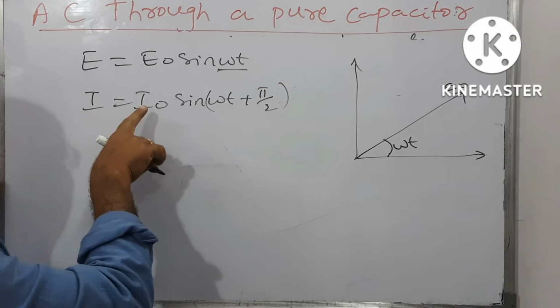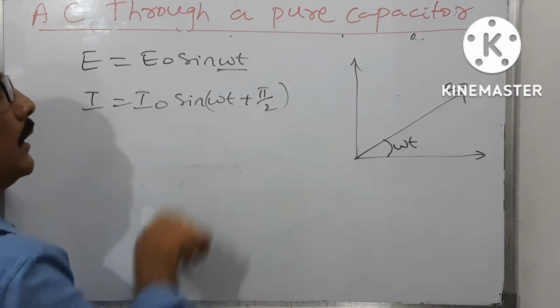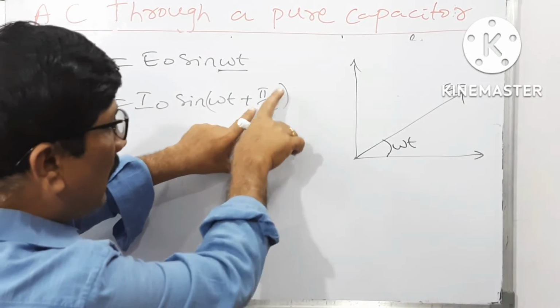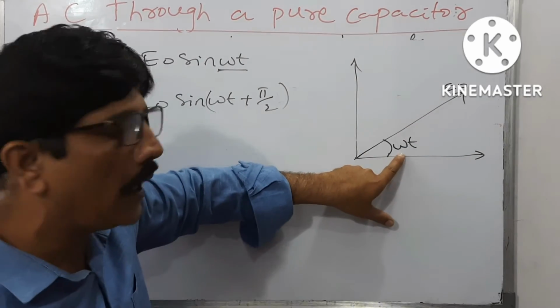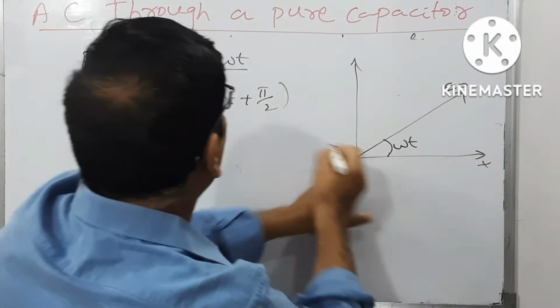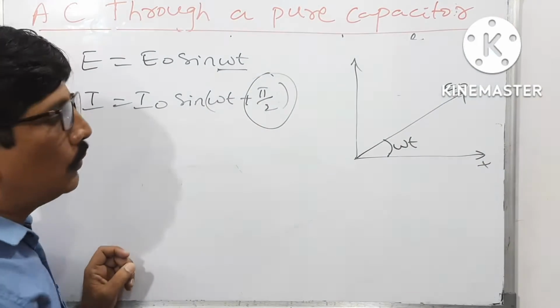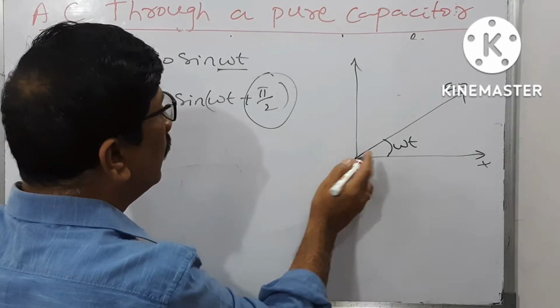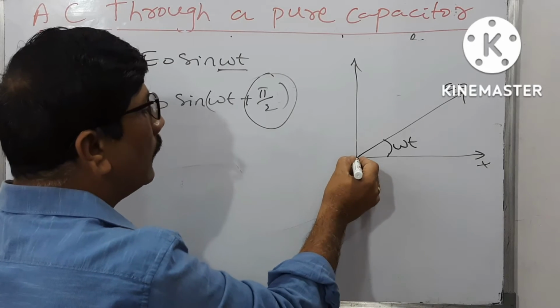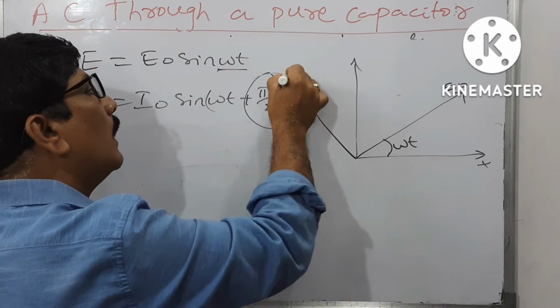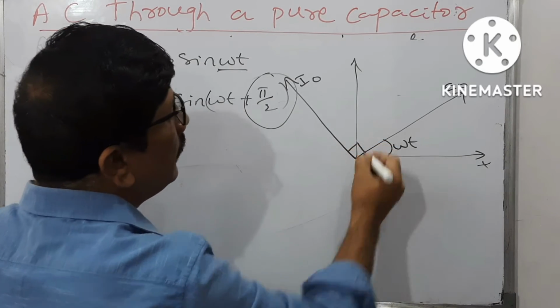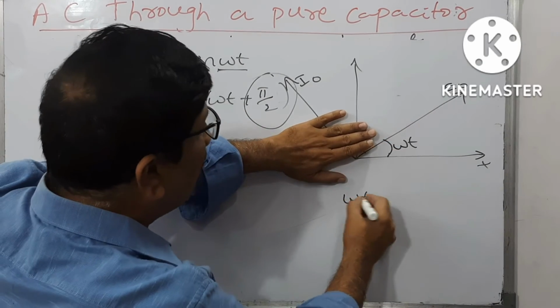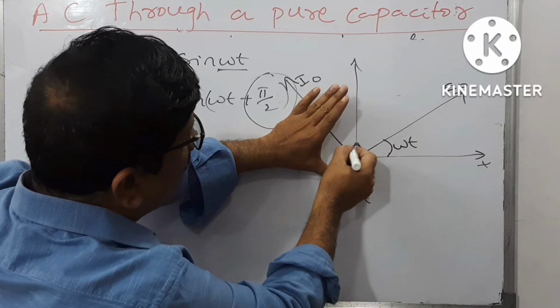But if you see I is equal to I naught sin omega t, how can you say this is plus sin omega t? Already E naught is making a certain angle with the x-axis, but it is making an extra angle pi by 2. That means what? It's very simple. The peak value of the current I naught is making 90 degrees extra, omega t plus 90.